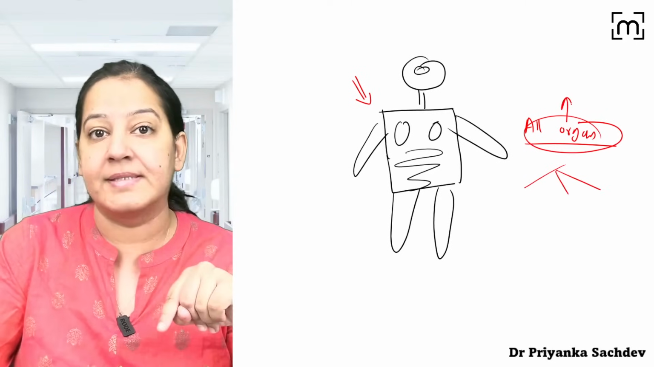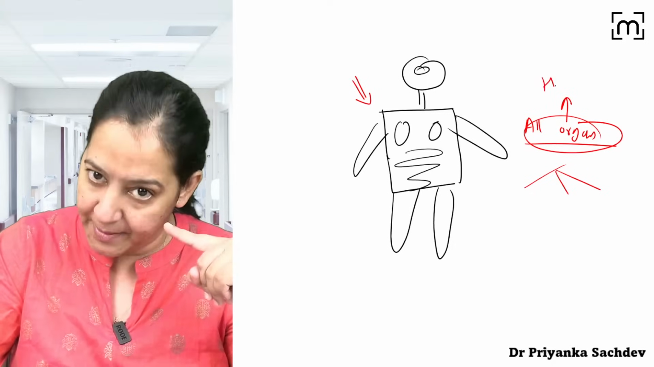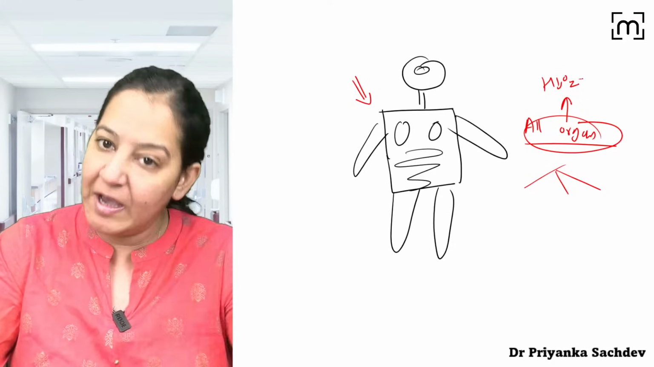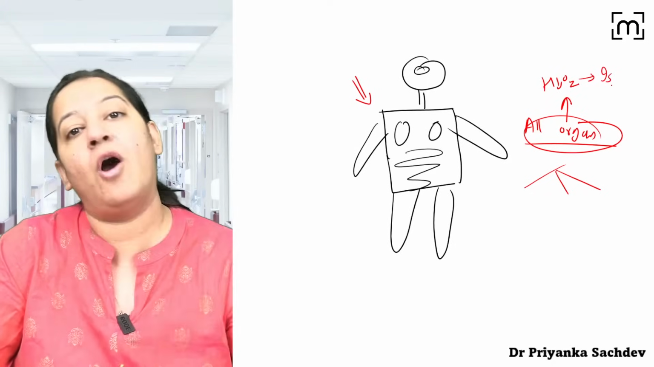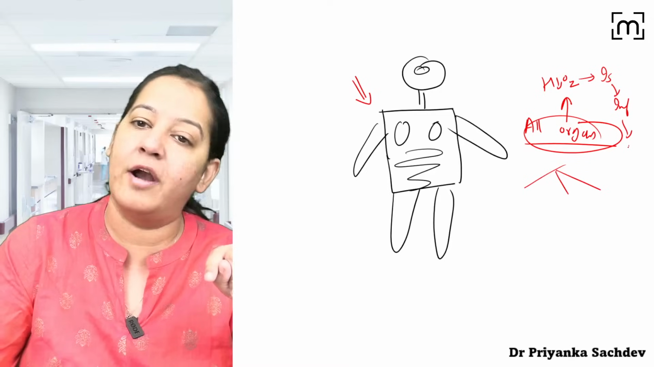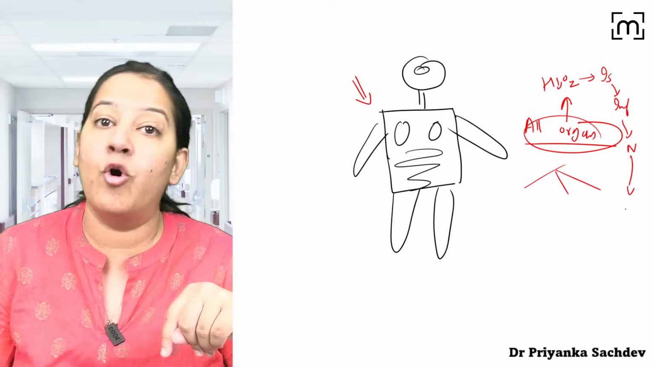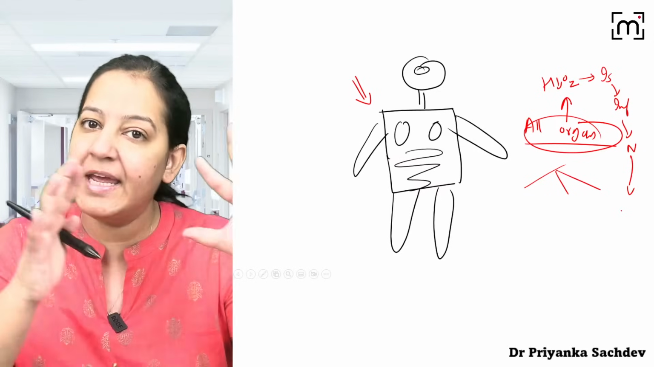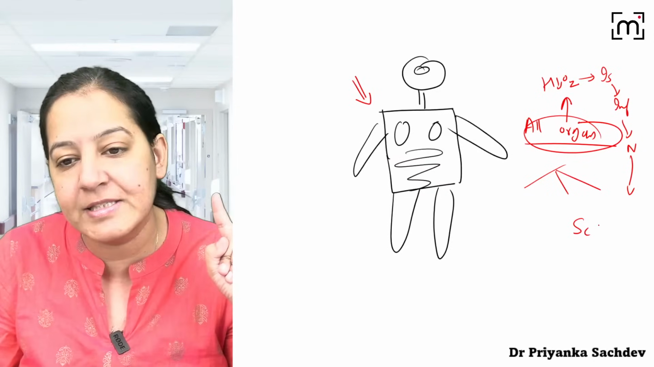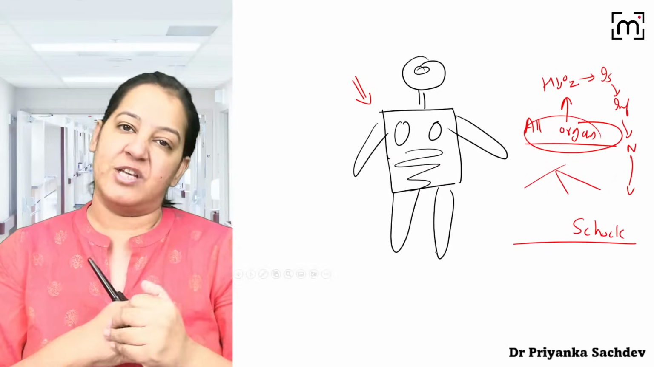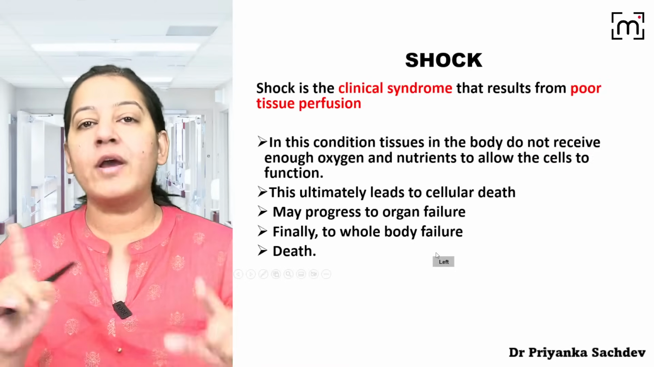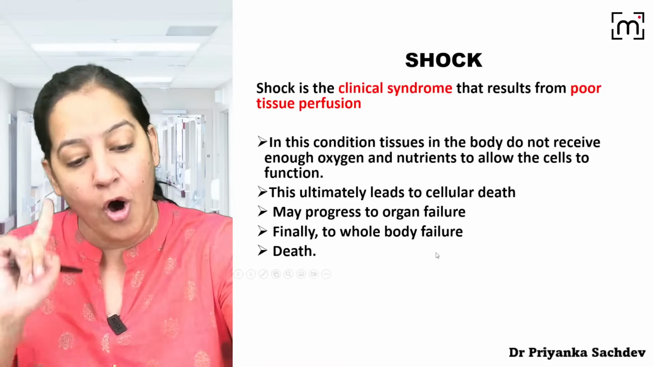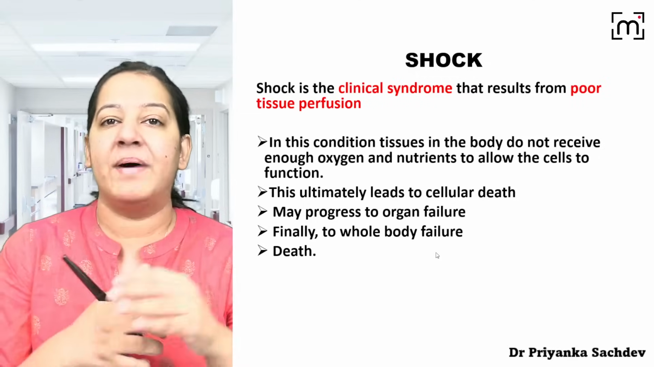So, all the organs undergo hypoxia, the cells of the organ all undergo ischemia, they all undergo infarction and they all undergo necrosis. So, they all undergo organ failure. That is multi-organ failure and this is known as shock. So, the patient is in shock. You got my point? So, shock is not a single organ disorder. It is a multiple organ disorder.